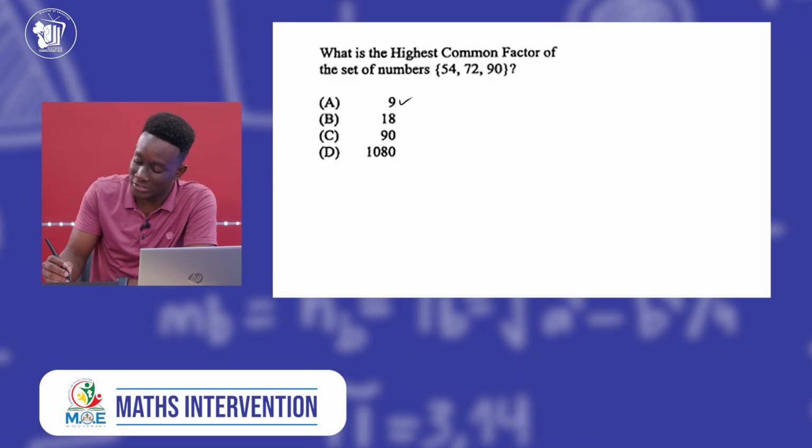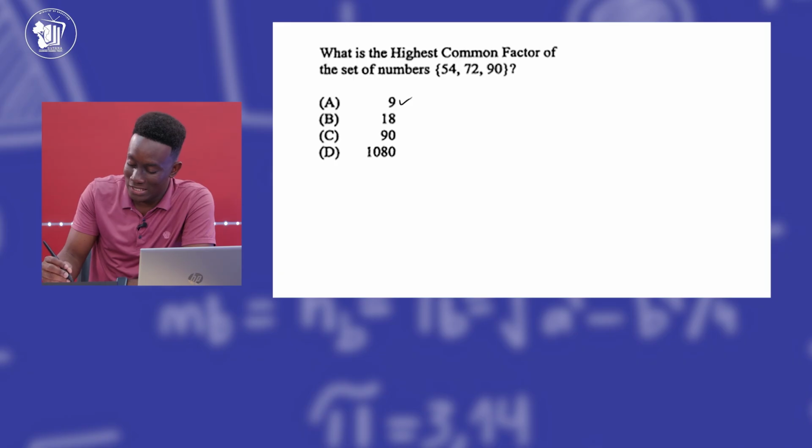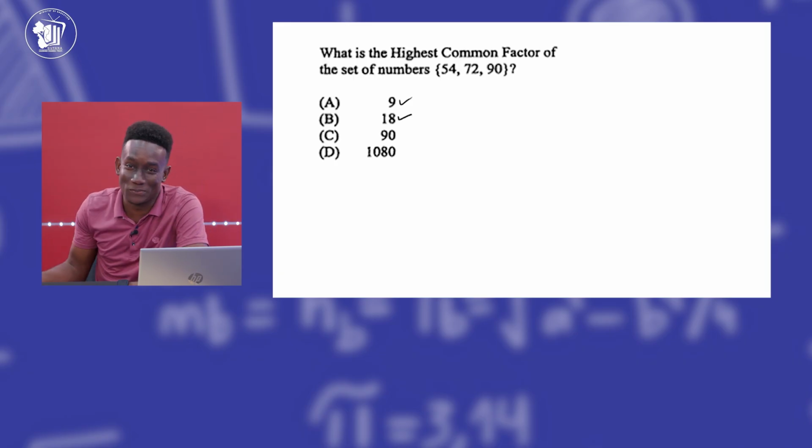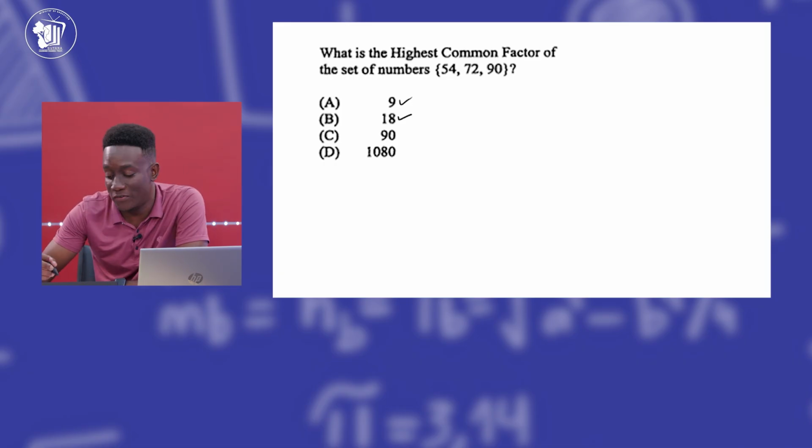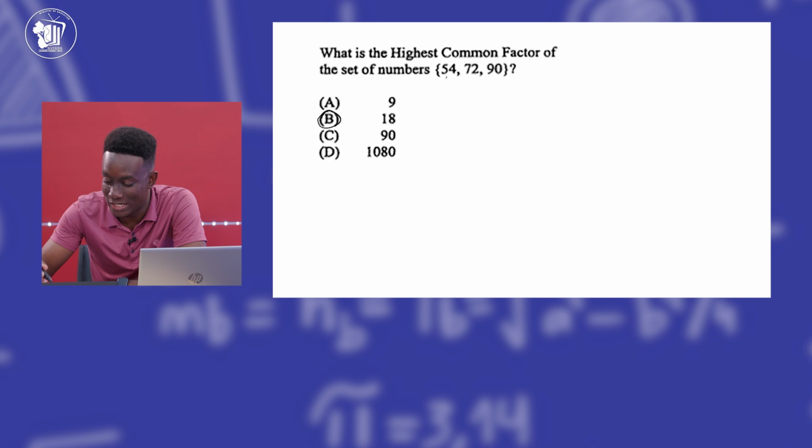Since 9 is a factor, and we know 9 and 9 would be 18, 18 will also be a factor of all these numbers, simply by common sense and also mathematics. So we know 9 into 54 would be 6, and 18 into 54 would be 3. So 18 can go into all of these numbers as well. So we see the highest common factor would be 18, because 90 cannot go into 54, 90 cannot go into 72, and of course 1080 cannot go into any one of these numbers. So the answer is simply B, 18.